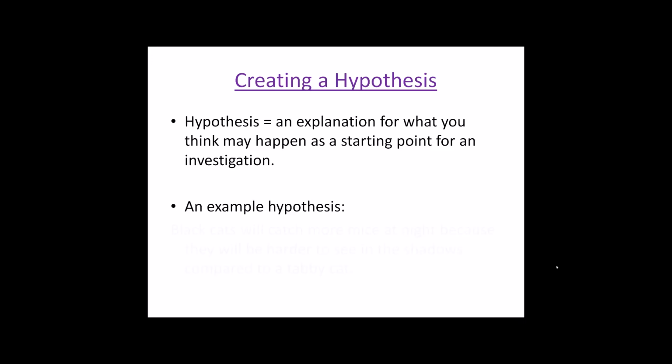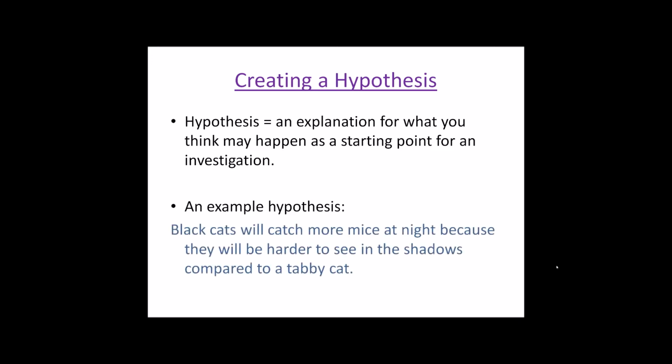An example: black cats are going to catch more mice at night compared to other kinds of cats because they're going to be harder to see in the shadows. That's an example of a hypothesis. That isn't a theory yet. Until I've proven it, until I've done the work into it and researched it, it is not a theory. A theory is something that's got a substantial body of evidence behind it and can be tested repeatedly and comes up with the correct real world solutions.